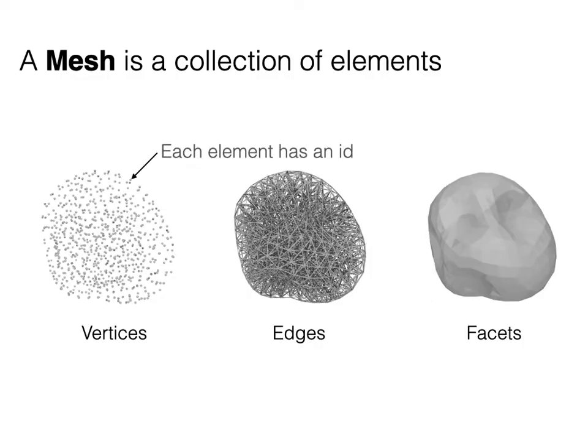Because meshes collect elements of different type, we introduce this idea of grade. A grade is simply a number, 0, 1, or 2, that refers to the dimensionality of the element. So vertices have grade 0, edges have grade 1, and facets have grade 2. Not shown here because they're hard to visualize are volumes, which would have grade 3. Every element in the mesh is referred to by the grade of the object and also by an integer element ID. So all vertices have an ID, all edges have an ID, etc.